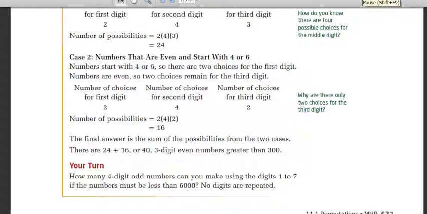Case 1, numbers that are even and start with 3 or 5. So you find the total number of ways of having that. So that was 2 times 4 times 3, because it gives you the total choices for each of those digits. You can see the number of choices for the first digit is 2, the number of choices for the second digit is 4, and the number of choices for the third digit is 3. Case 2, the numbers are even and start with a 4 or 6, and then again you multiply by whatever options you have. And the final answer is just a sum of those cases. Okay, so you can have a look at those questions as well.